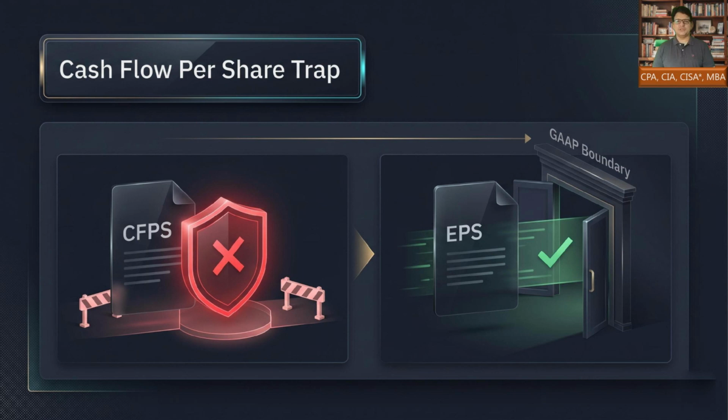If a question says cash flow per share displayed in the notes, be alert. ASC 230 is not being tricky here. It is simply checking whether you read the word cash and forgot the word per share.